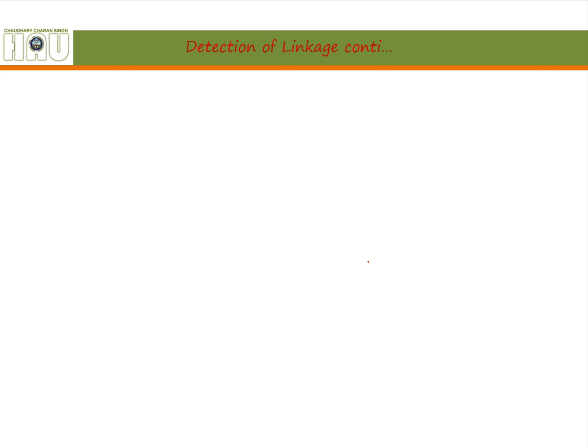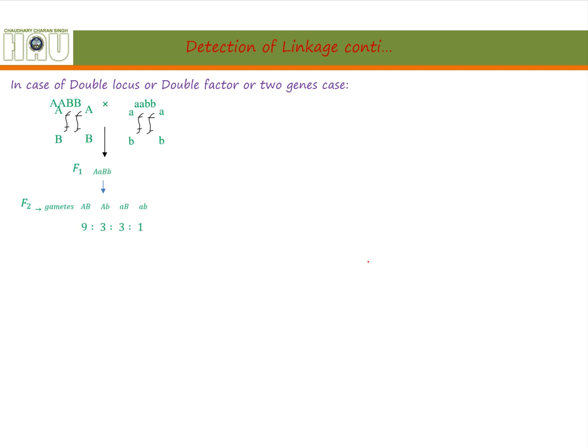Now we will talk about, up to now we used two alleles at a locus. Now in case of double locus, double factor or two gene case, we consider a cross like this, as this cross has already been known to you. These are linked genes, A and B, AB, AB.